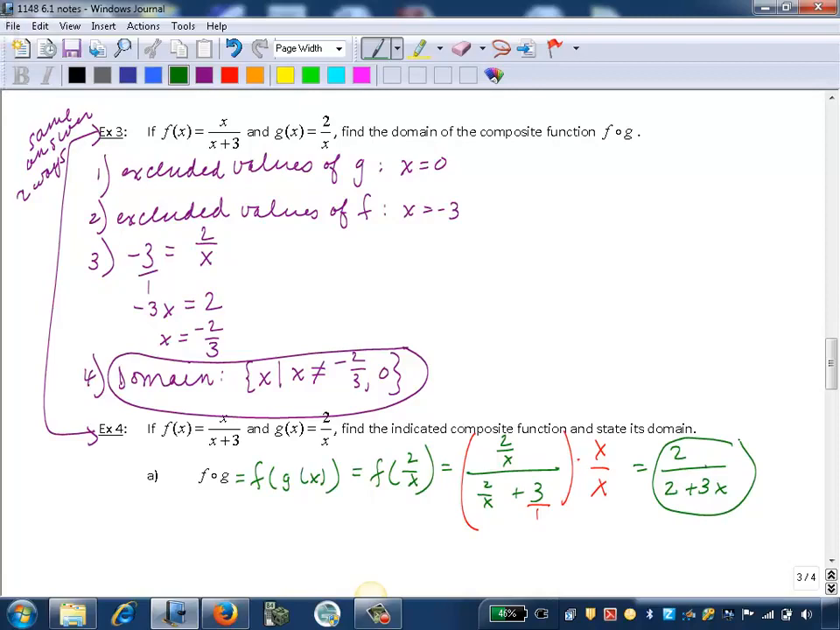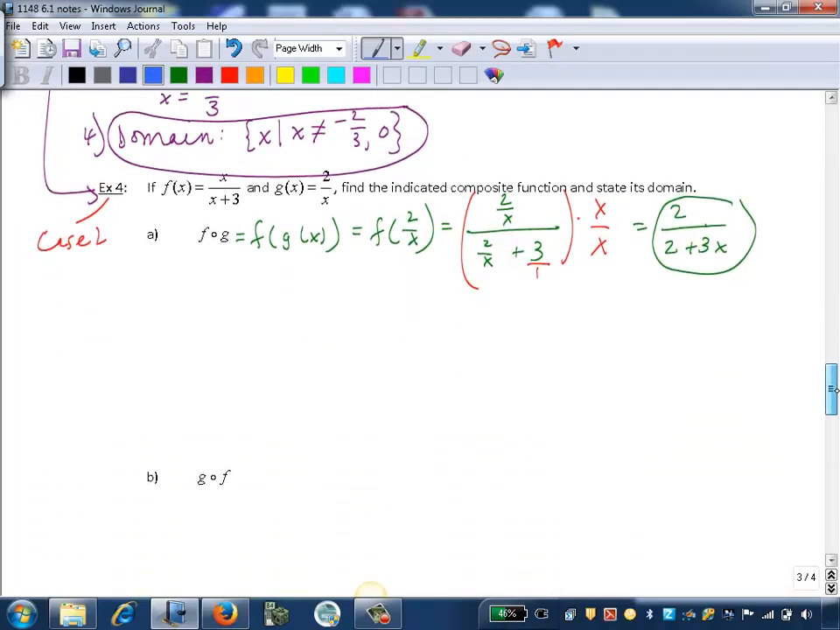So now that we know the composite function, it makes it a little easier to find the domain of the composite function. So this would be case 2 from our steps. So actually, if you want to label that, this example 4 would be case 2 from the steps on the previous page. Example 3 was case 1. Okay, so let's proceed here and find the domain of this composite function.